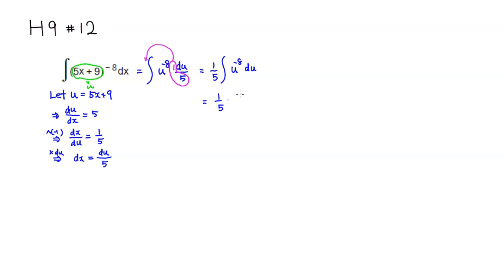Add 1 to the power, so negative 8 plus 1 is negative 7, and then divided by negative 7. And since this is an indefinite integral, you have plus c at the end. Then clean it up. So you have 1 over, there's a negative sign there, so 5 times 7 is 35.